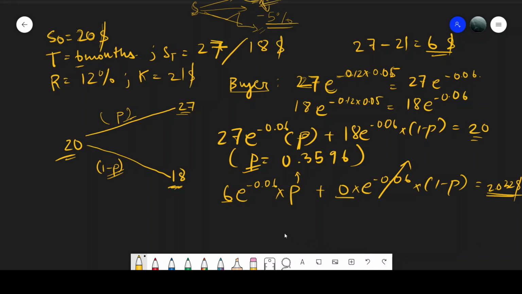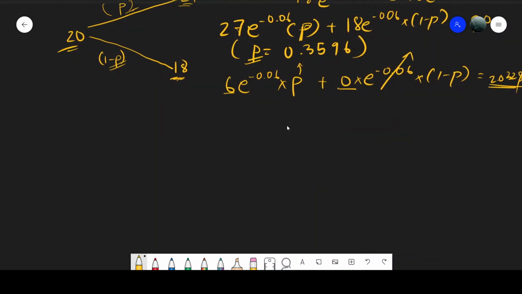Now, this is from a buyer's perspective. I want to also look at this from the seller's perspective, right? This is basically the total expected return.